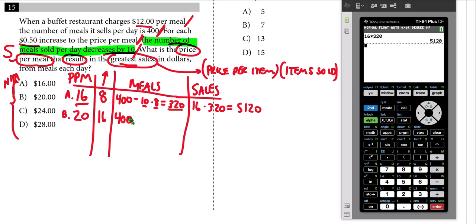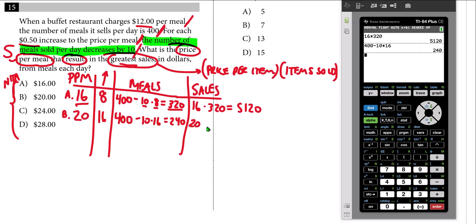So I'm going to do something similar here in the meal columns, except I'm going to replace that 8 with 16. So this is 400 minus 10 times 16, which of course is 160. 400 minus 160 is 240. I could do this in my calculator if I wanted to be really safe. I'll do 400 minus 10 times 16. I don't have to do any of this stuff in my head. I did get 240, so that was correct.